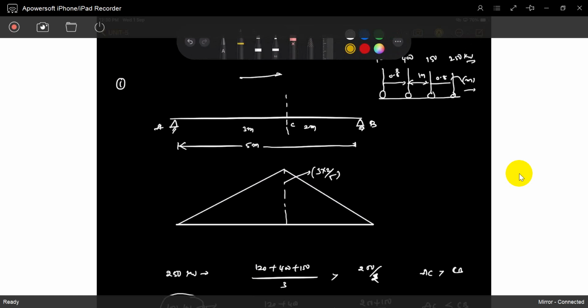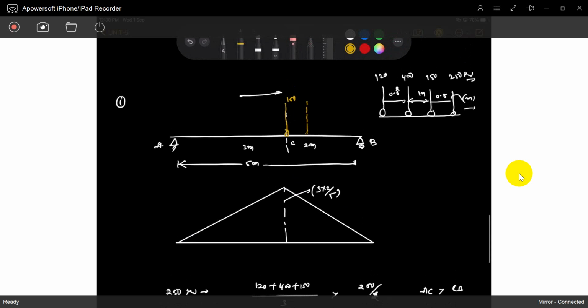Now we can arrange the section. This is 150. Okay, this is 150. This is 250. This is 400. This is 120. That's it. The distance is 0.8, 1 meter, 0.8. Got the values? Got it. So this is 1, this is 1.8, so this is 1.2.